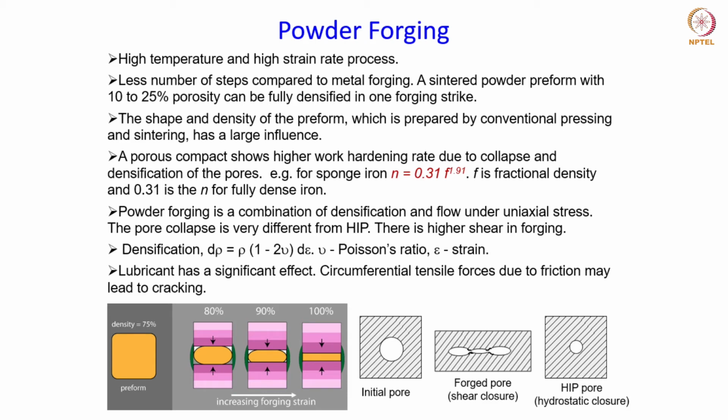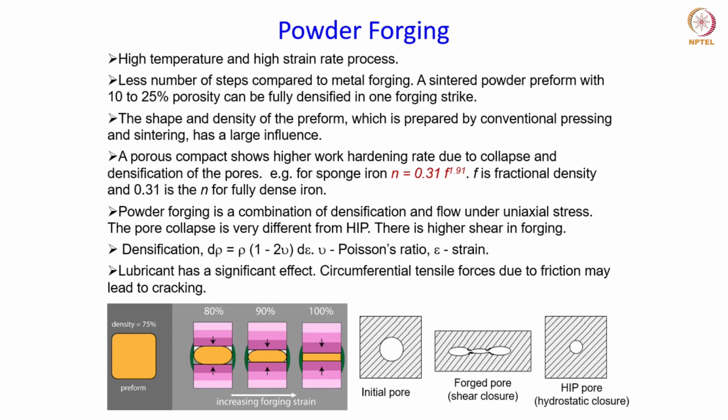So in case of metal forgings, you might have seen the heated metal is struck several times by a hammer-like blow. A typical example of the metal forging process can be seen in a blacksmith shop, where a heated metal is subjected to repeated blows of a hammer to give it a particular shape. But in this case of powder forging, the full densification can be achieved in just one forging strike.